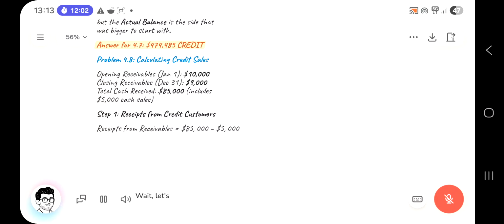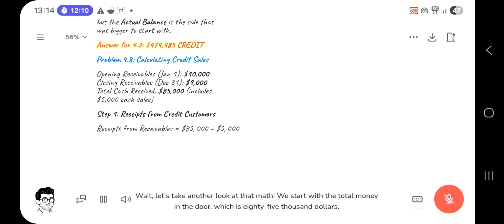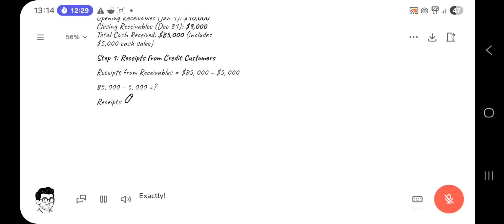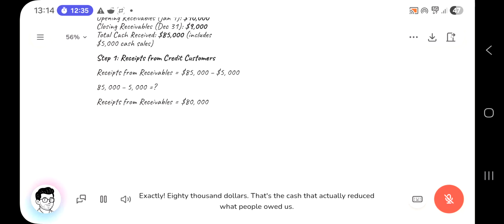Wait, let's take another look at that math. We start with the total money in the door, which is $85,000. If we have $85,000 and we take away $5,000 for those quick cash sales, what's left over for the credit? Exactly, $80,000. That's the cash that actually reduced what people owed us.